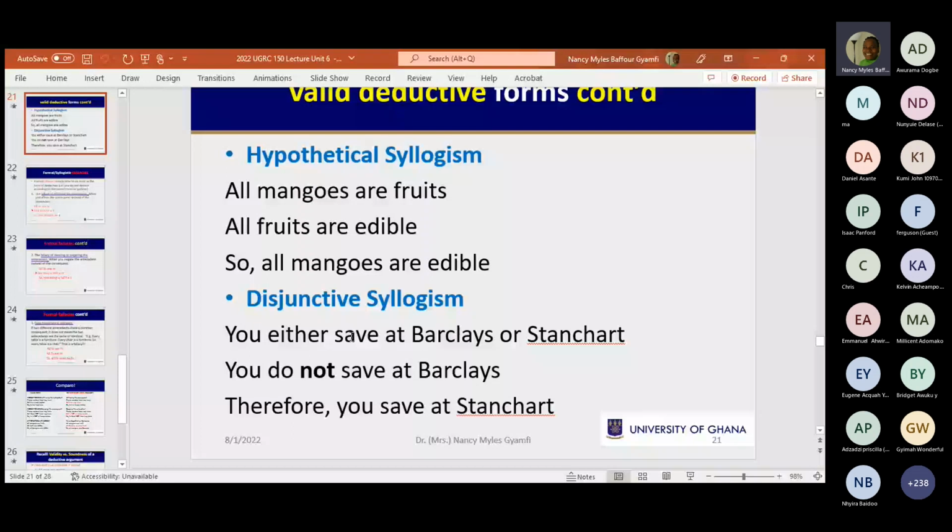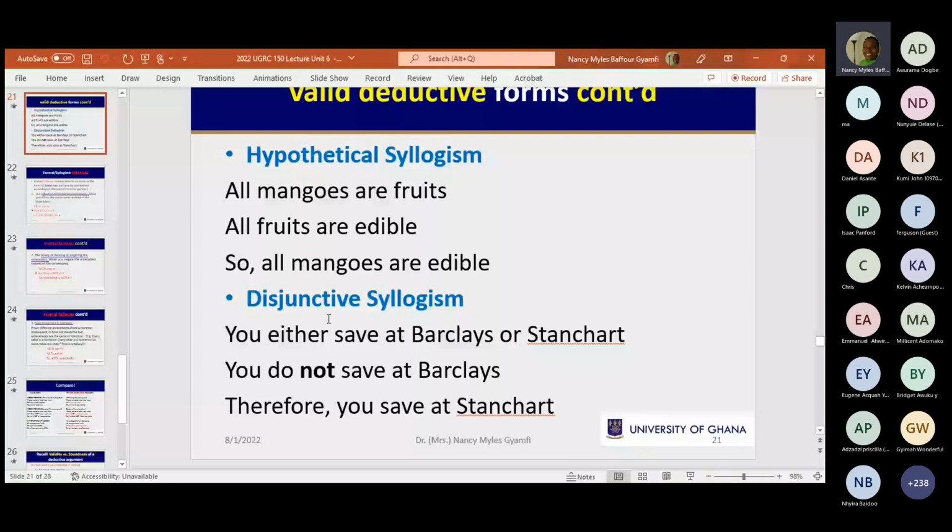you either say Barclays or Stanchart. So the pattern is what? A or B. That's the starting point. The next premise must say not A. Then you can conclude B. Or you could go the other way. A or B, not B. Then you can conclude A.